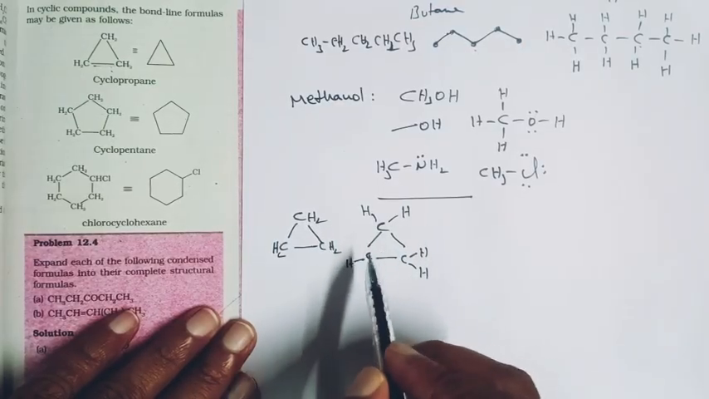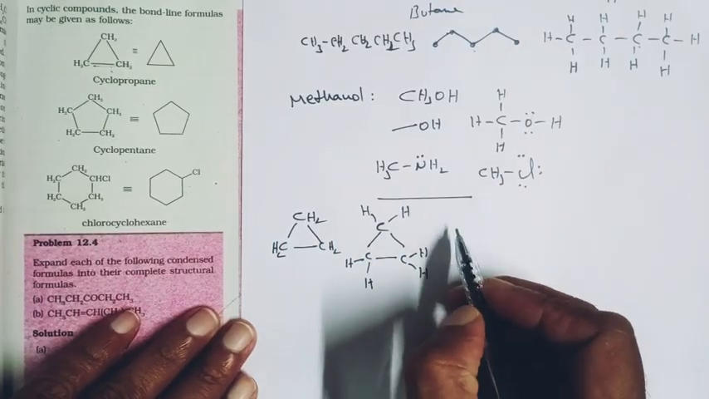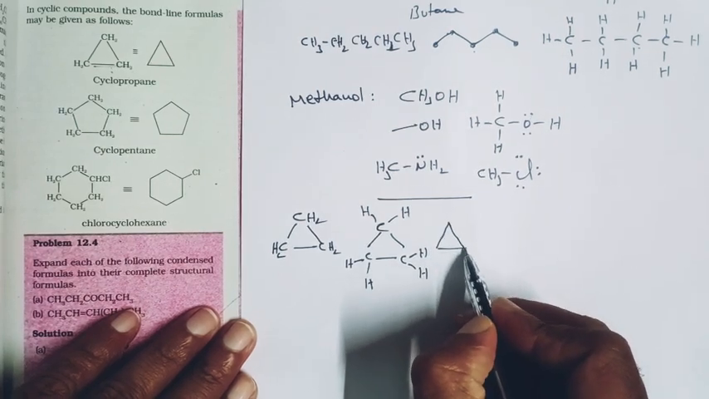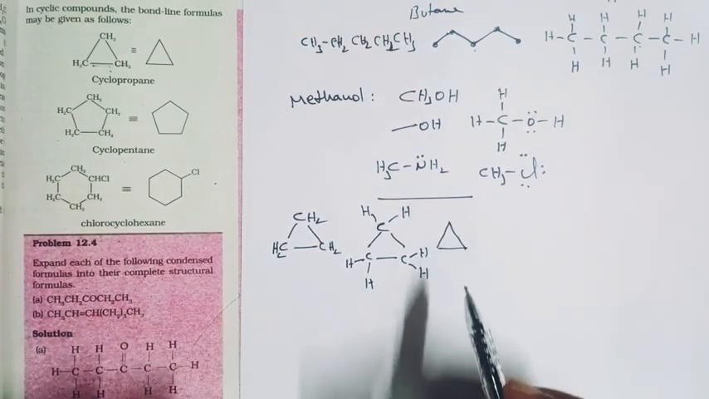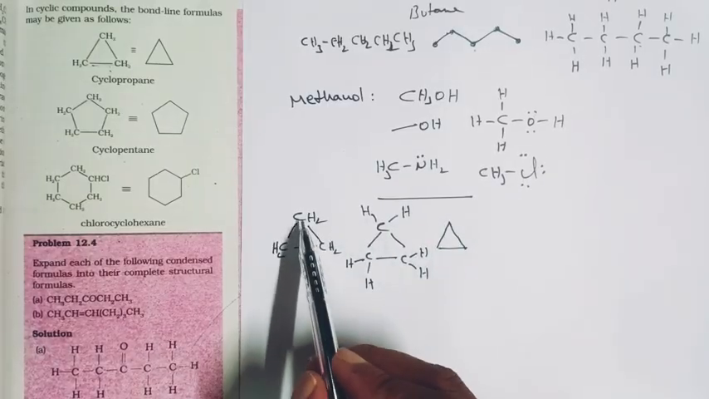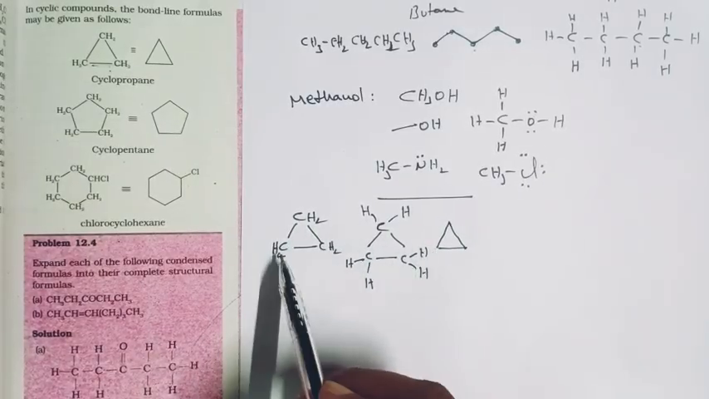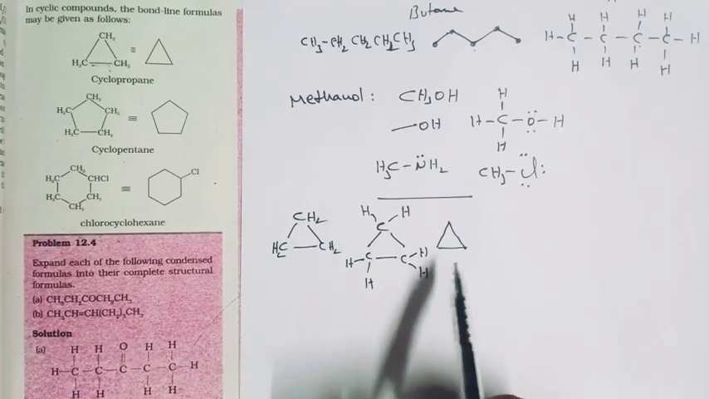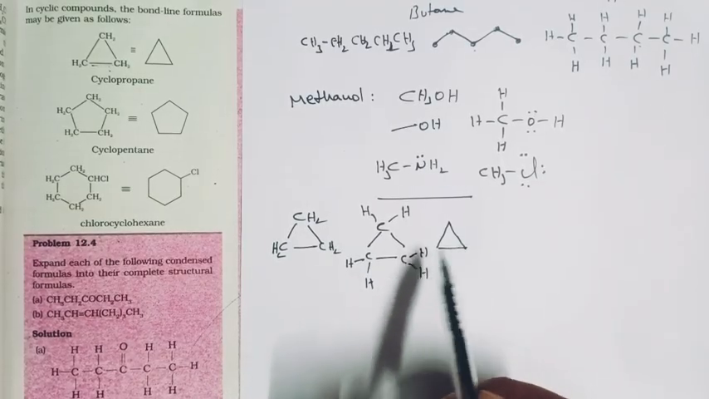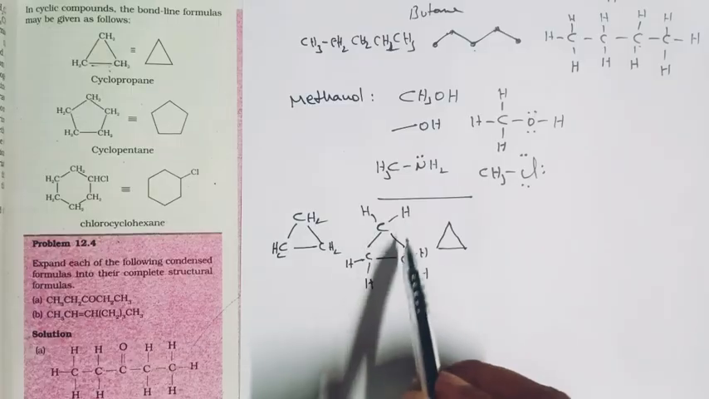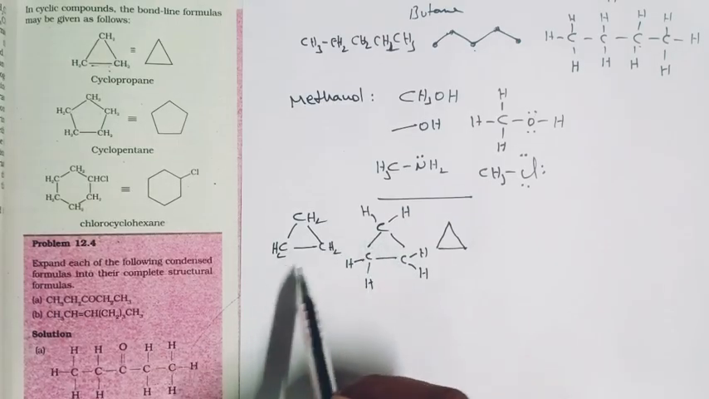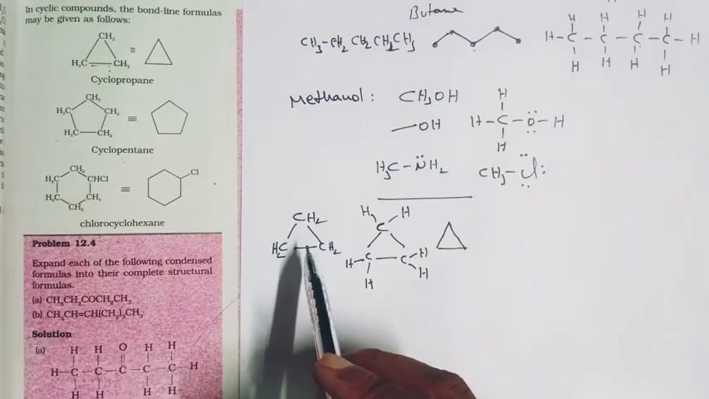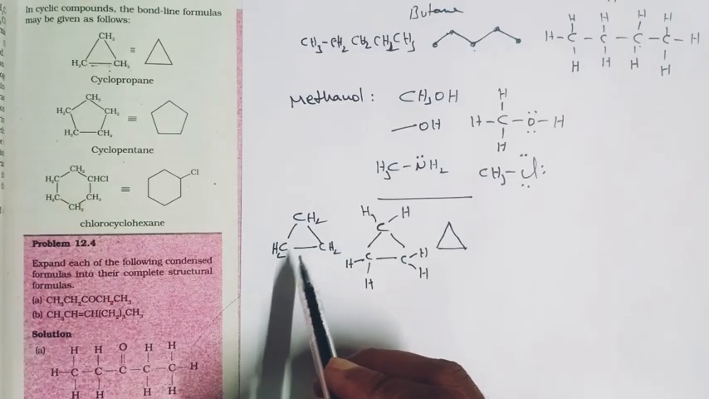Complete structural formula. And the bond line structure, if we write for this one, is just like a triangle. So this corner is this CH2, this corner is this CH2, this corner is this CH2. So this is the bond line formula. This is the complete structural formula. This is commonly the dash structure.